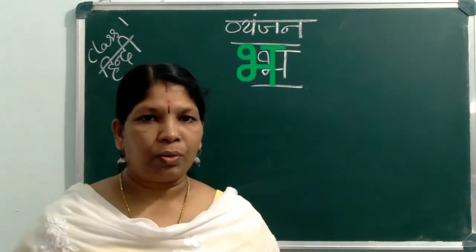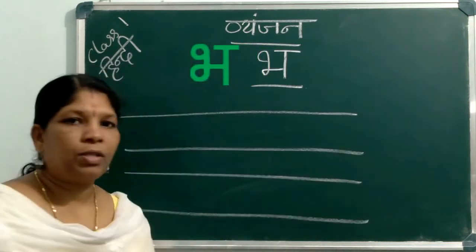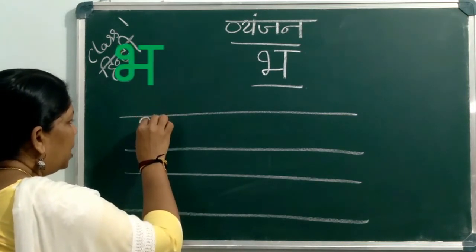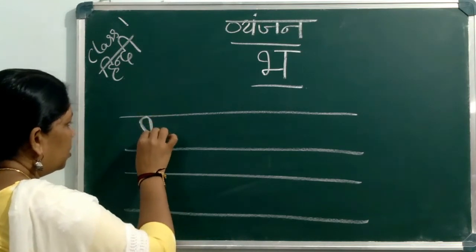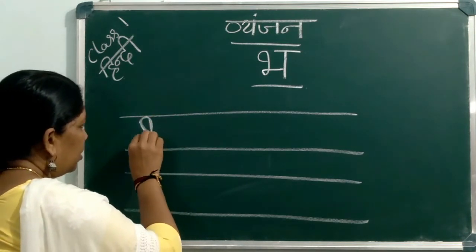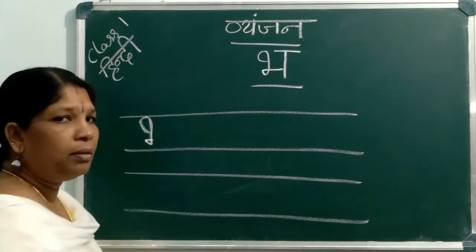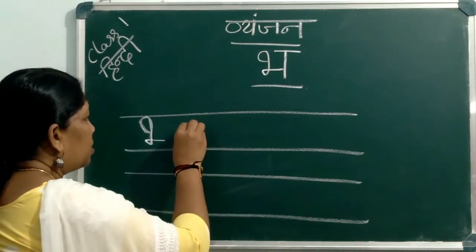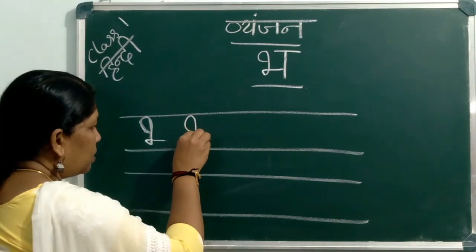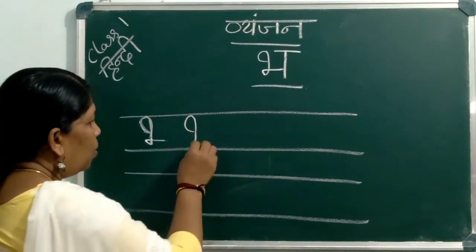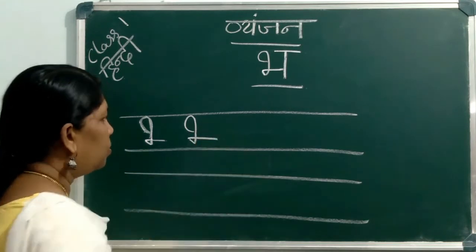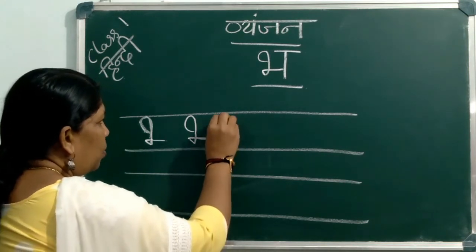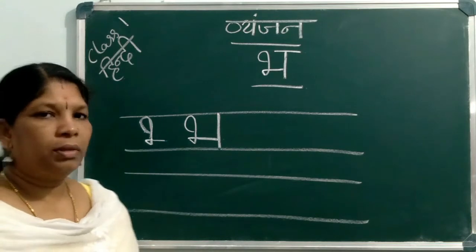First of all, we will see how to write this letter. First, we want to start from this point. Draw up by touching this way. Then make a small triangle here. Then stretch it here, this way. Start from here, put a small circle, then come down and draw a straight, sloping line, and then go up and come down this way.